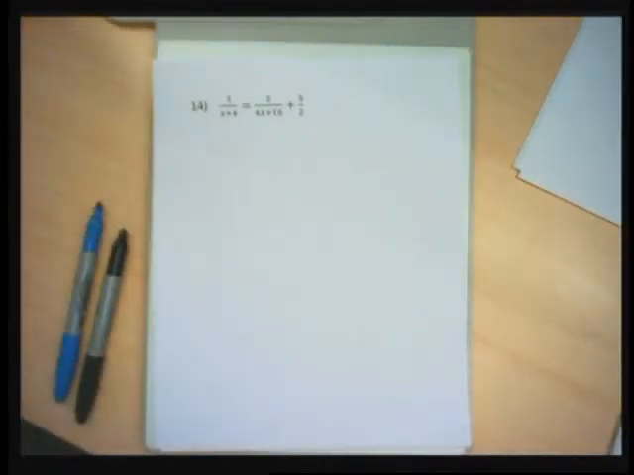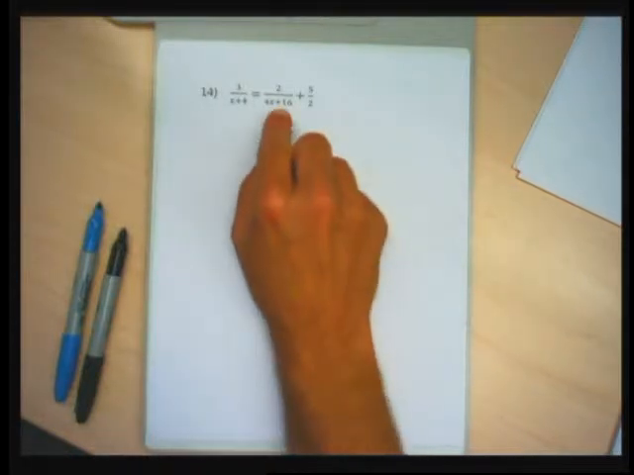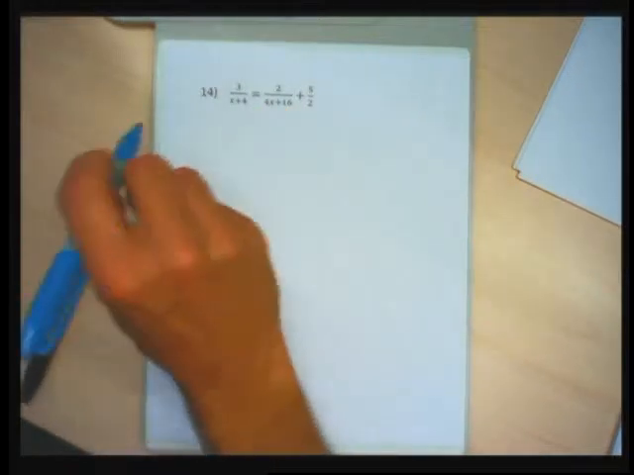14 is the very first even problem in this section that has a denominator that's factorable. If I don't factor the denominator that's factorable, I might mess up. This 4x plus 16 has a common factor of 4. And so I'm going to go ahead and factor that.